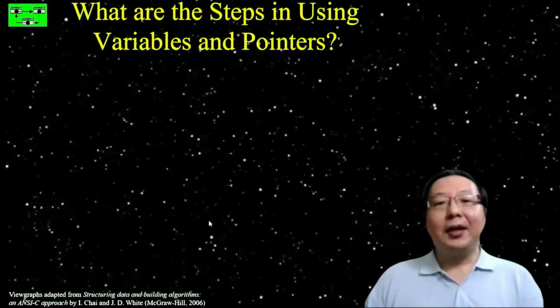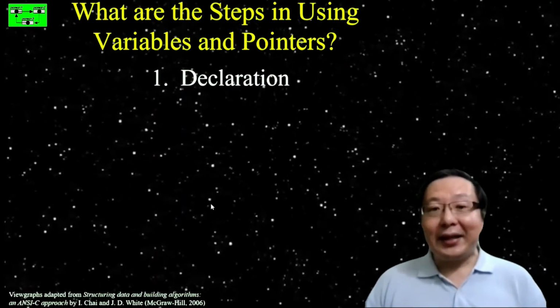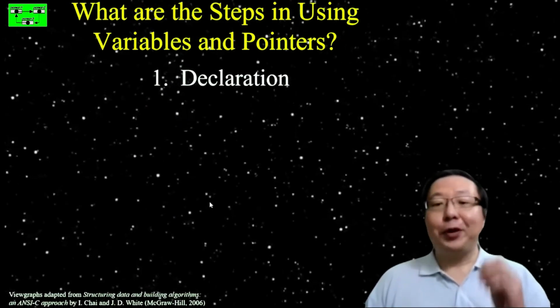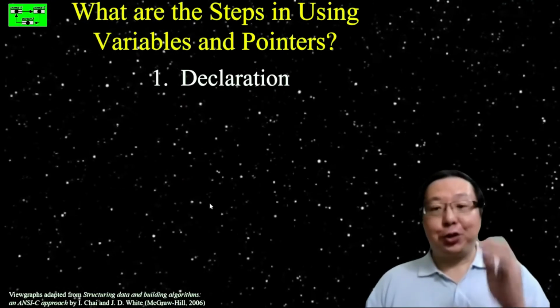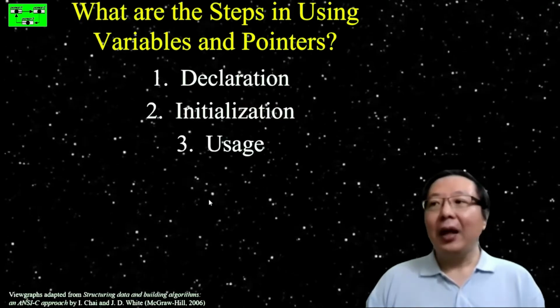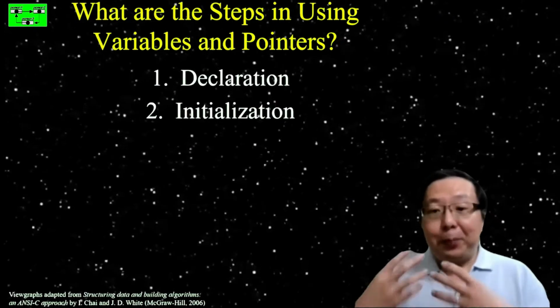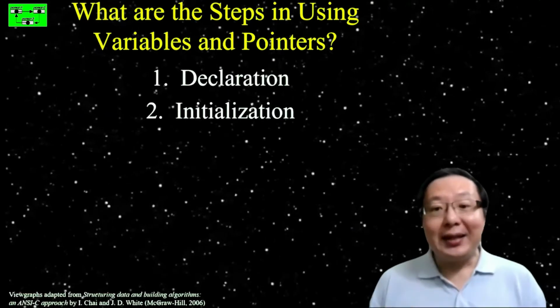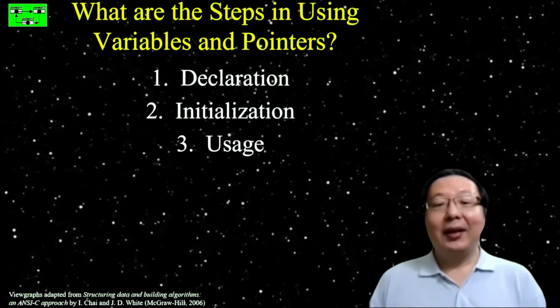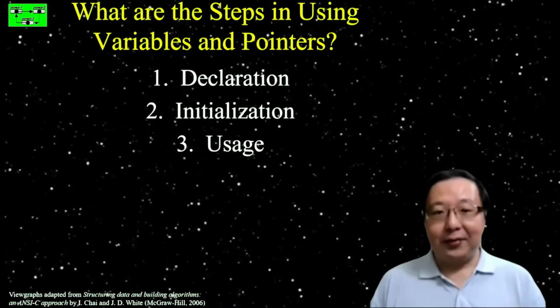What are the steps in using variables and pointers? Well, first, you must declare all your variables and pointers before you use them. They don't exist yet until you declare them. Then you need to initialize them. Initialize means put some value in there. Then you can use them. Okay? You can use them to do stuff.